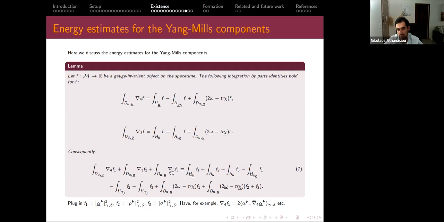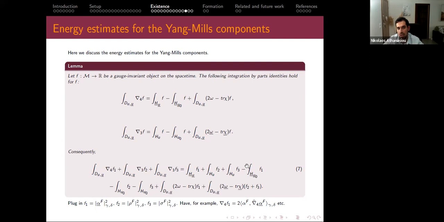So a space-time integral of nabla 4 f1, nabla 3 f2, nabla 3 f3 is given by this expression that we see here. This is what we're going to use to integrate. The way we do it is we plug in f1 to be the gamma delta squared of alpha bar f, rho f gamma delta squared, sigma f gamma delta squared. And by the compatibility of nabla hat with the fibers, the metrics, you get that nabla 4 f1 is 2 times alpha f nabla 4 alpha bar f, etc.